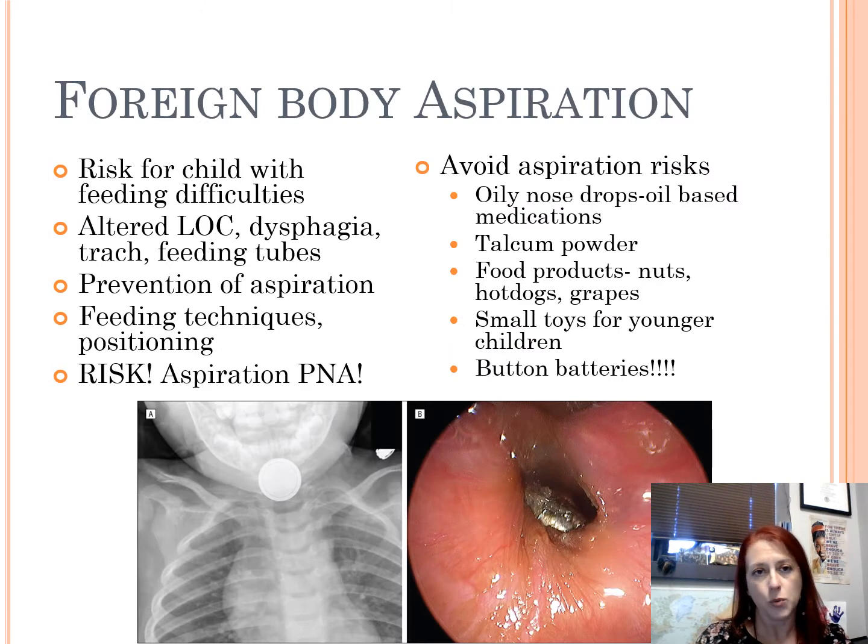All right, foreign body aspirations. Any kiddo that has a risk of feeding difficulties, that coughs or chokes or gags when they're feeding, is at risk of aspiration, especially children that have altered level of consciousness, altered mentation, dysphagia, trach, or feeding tube issues. So think about feeding techniques that you've talked about in med-surg, things like making sure that the head of the bed is elevated when they're feeding, making sure that the food and the liquids are thickened to the appropriate consistency.